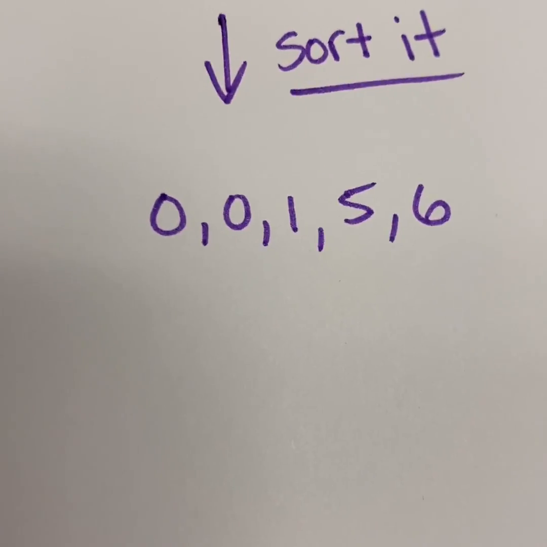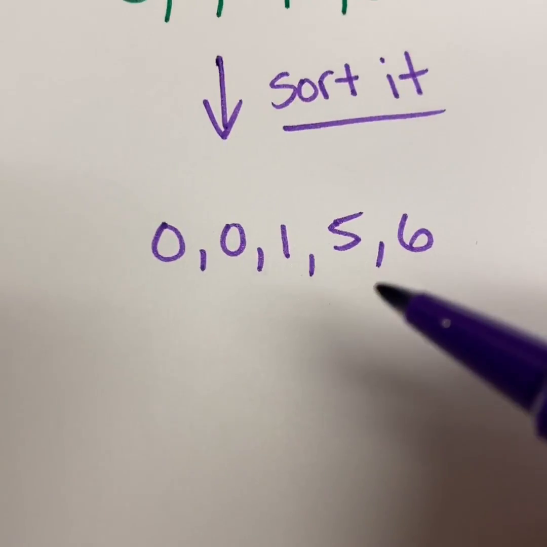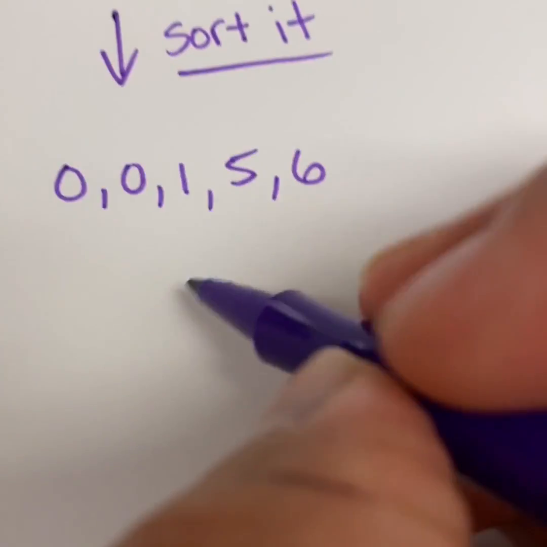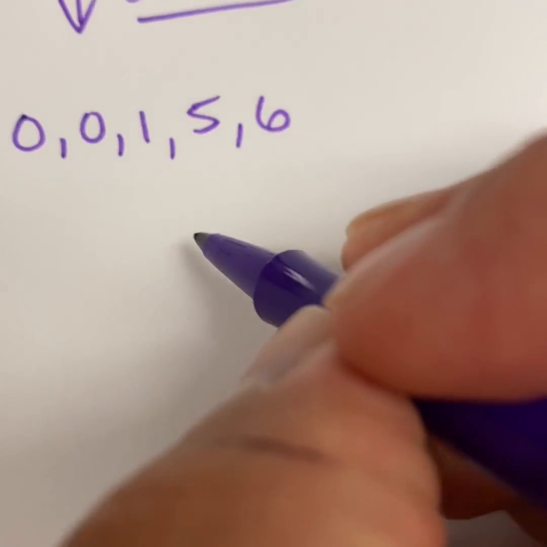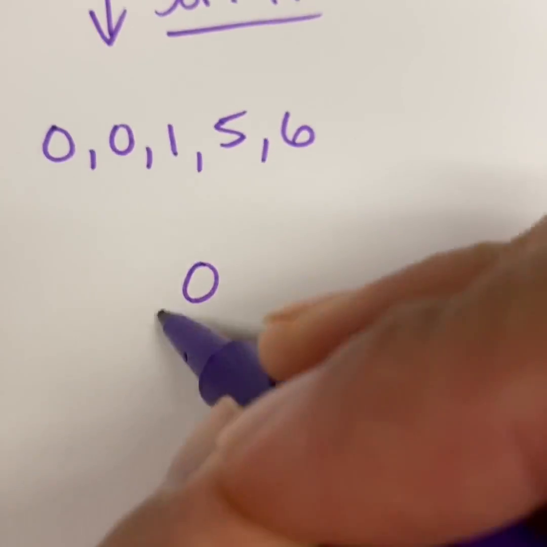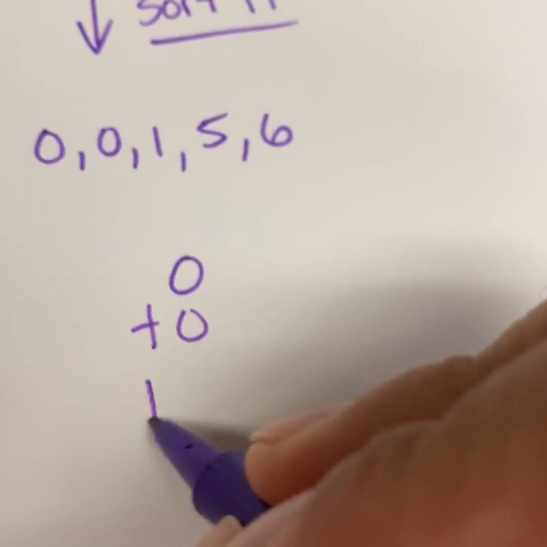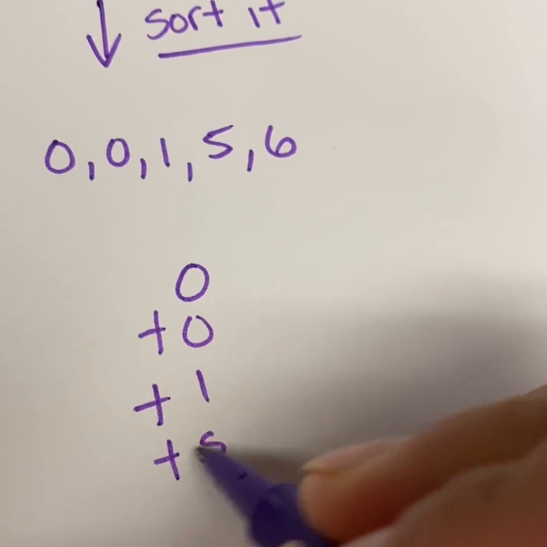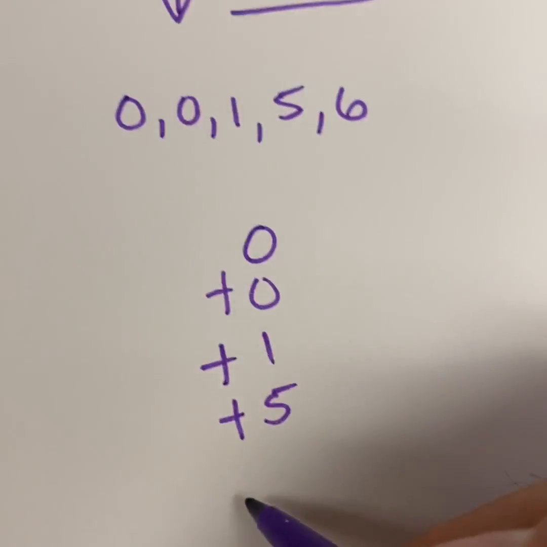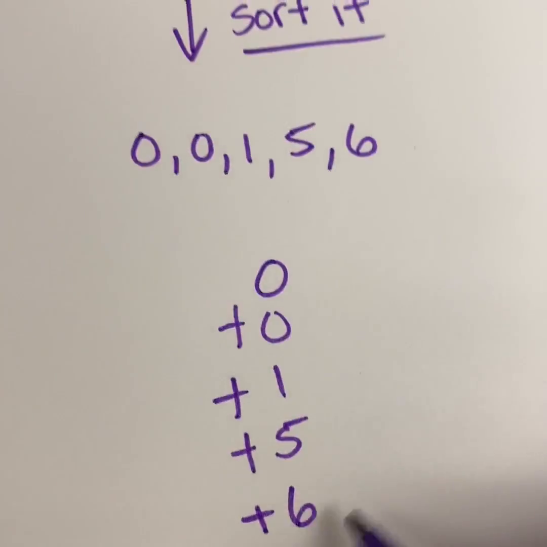The first step in finding the mean is we need to add up all of the numbers. So let's take a look at what we got. Here is all of our numbers nice and sorted, so we are going to add them together. And we could write this out as a normal addition problem. We could do 0 plus 0 plus 1 plus 5 plus 6.